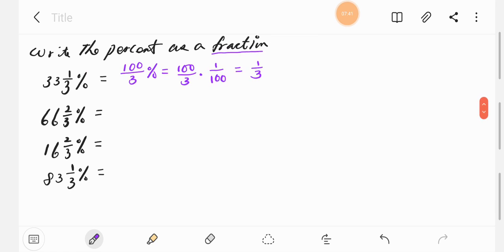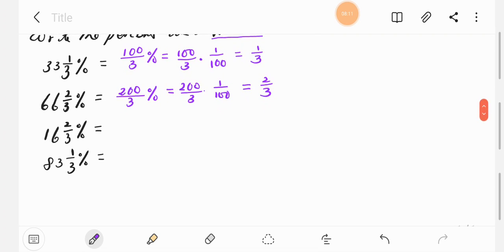Let's try the next one: 66 and 2/3%. The improper fraction is 66 times 3, which is 198, plus 2. So that is 200 over 3%. And then replace the percent with the fraction 1 over 100. And then reduce, so that will be 2/3. It makes sense, right? 2/3 is 66.3333%.